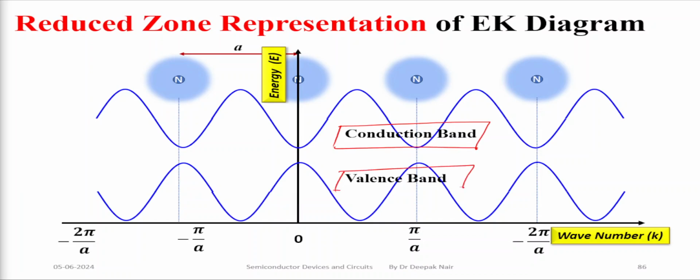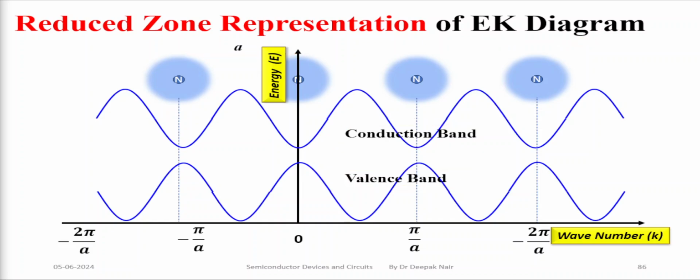Again, we are coming back to the correlation that we have here: the upper band is called the conduction band, and the lower band is called the valence band. That means electrons from the lower band will go to the conduction band, and I will explain it in the upcoming lectures. But let us keep ourselves restricted right now to the EK diagram only. So here we have energy on the y-axis, wave number on the x-axis, and in between we have the valence band and conduction band.